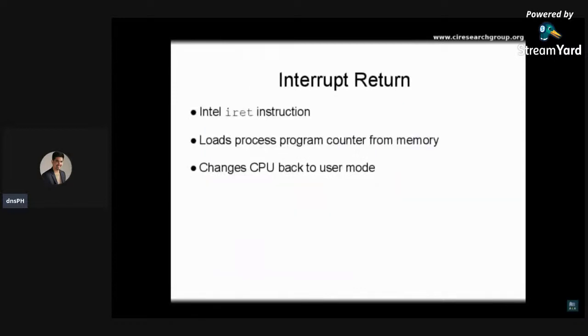An interrupt is processed by branching the program counter to the interrupt handler, executing the interrupt handling code, and then, at the end of the handling code, there will be an instruction to return from the interrupt. In the Intel assembly language, this is the IRET instruction, which pops the stack to get the original program counter back, and changes the CPU back to user mode. So it removes the privilege escalation.